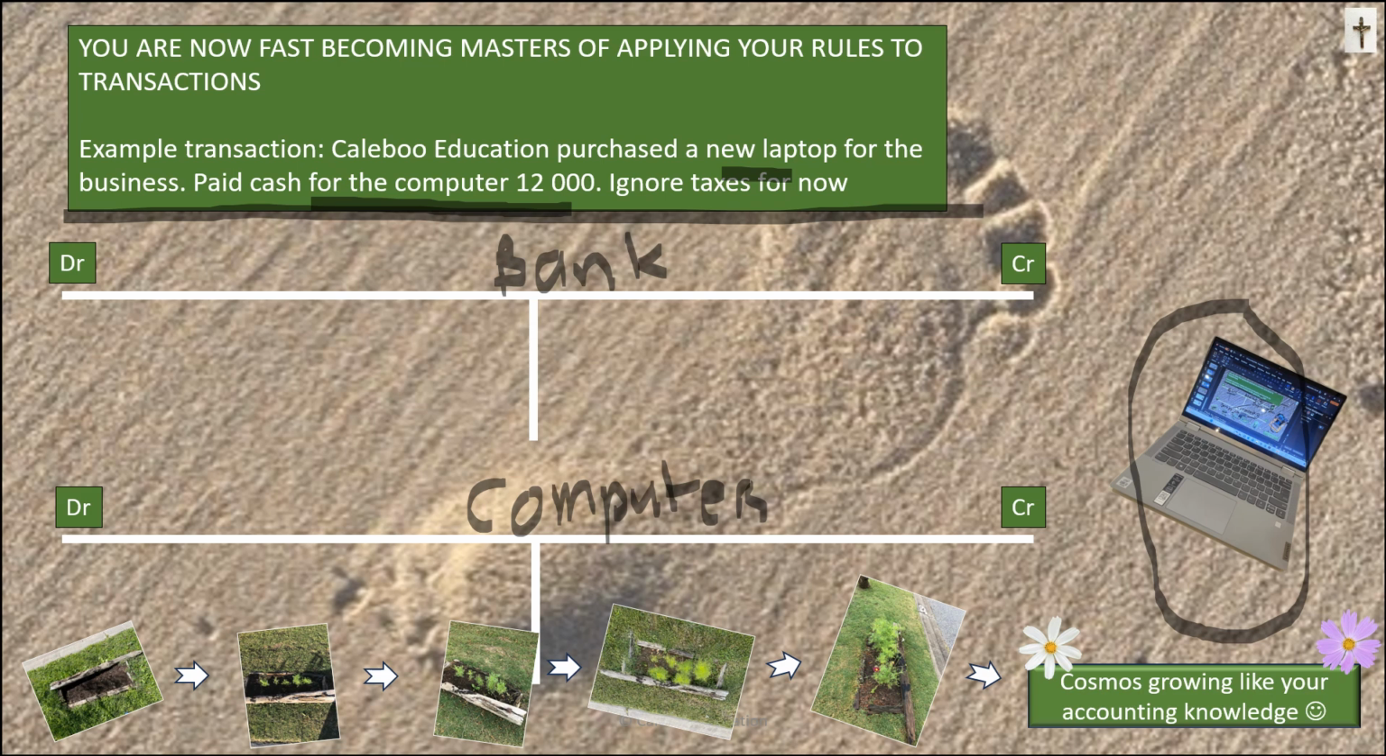Now, by definition, okay, we have a positive bank balance. So bank is an asset. Computer, it has value. I'm going to keep this laptop for a period of time. We own the computer. Calibre Education owns the computer. It's actually a non-current asset, but asset will do. So what happened to our bank balance? Our bank balance decreased. The rule says a decrease in assets, we must credit the account, 12,000.